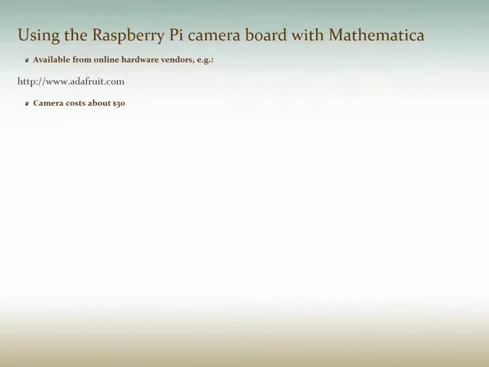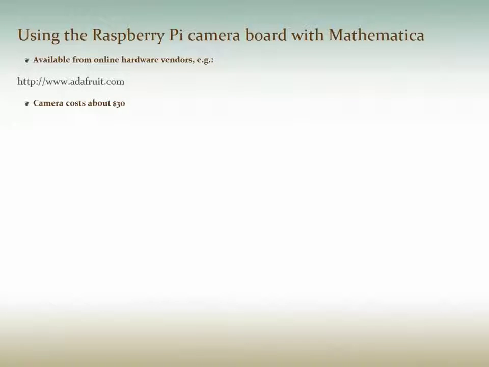So now let's look at a few examples of how to use Mathematica to interact with hardware on the Raspberry Pi. The simplest case is probably the Raspberry Pi camera board. It can be purchased at online hardware vendors such as adafruit.com. I mention this particular hardware vendor because it also offers great online support to get your hardware connected to your Raspberry Pi. The Raspberry Pi camera board costs about $30 and is a fun piece of hardware that is well supported by Raspberry Pi and Mathematica.